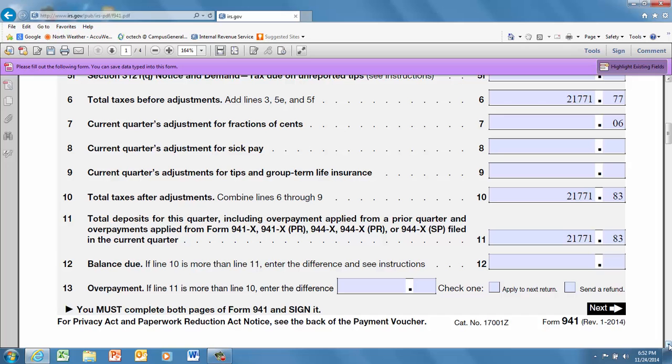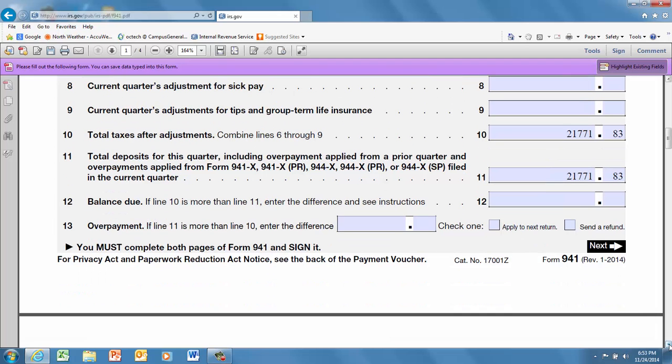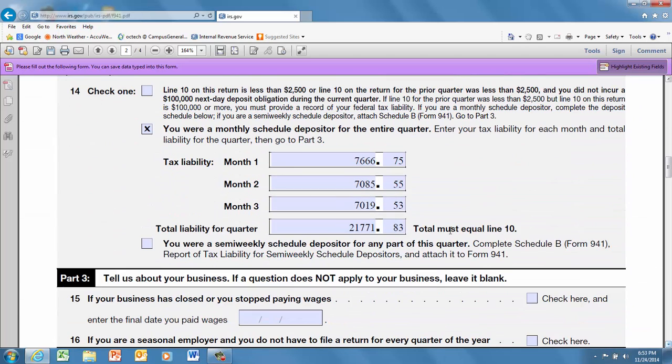But this on the back is supposed to equal how much we owed, not how much we actually paid. So if we didn't make any deposits because we were broke or whatever, it would still equal how much we should have paid for each of those 3 months. And this number needs to equal line 10.